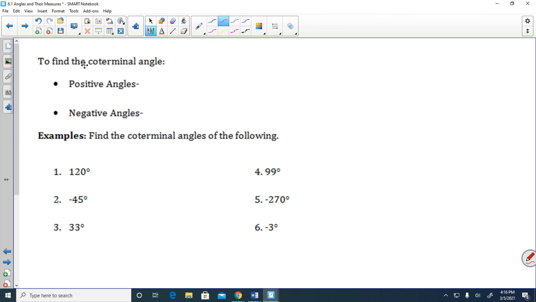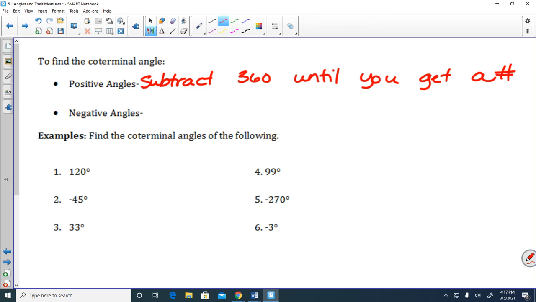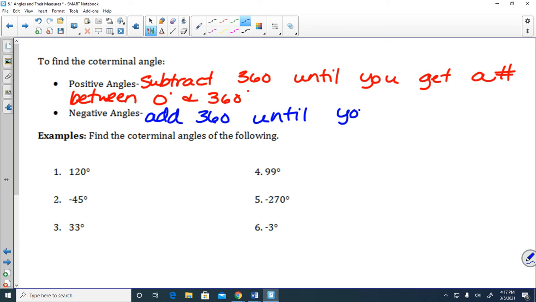So to find the coterminal for positive angles, you're going to subtract 360 until you get a number between 0 and 360 degrees. If you have a negative angle, you're going to add 360 until you get a number between 0 and 360.